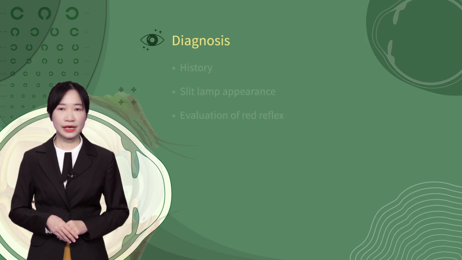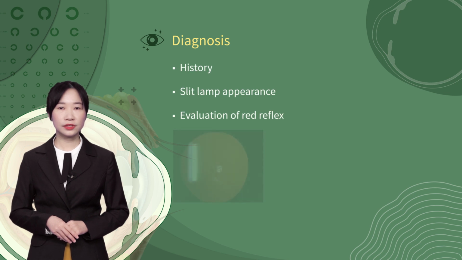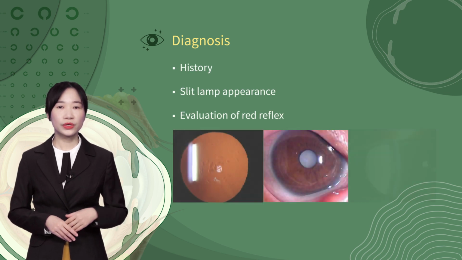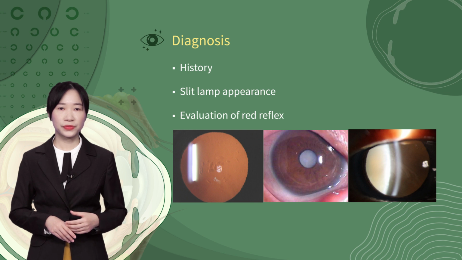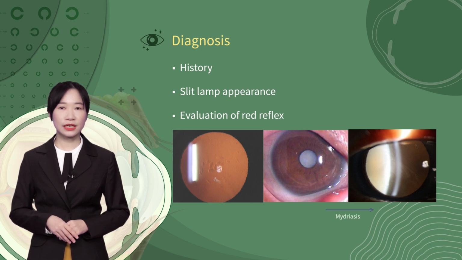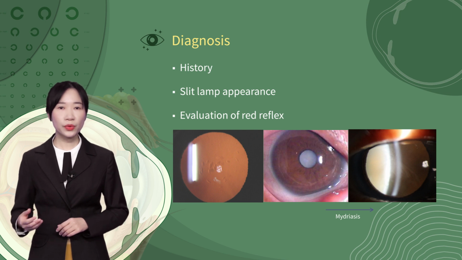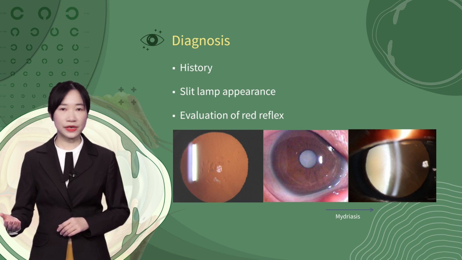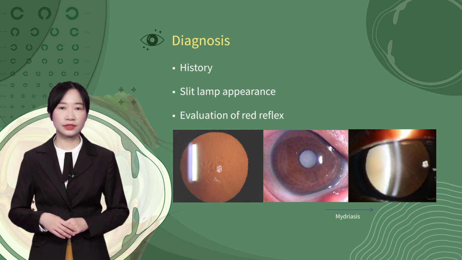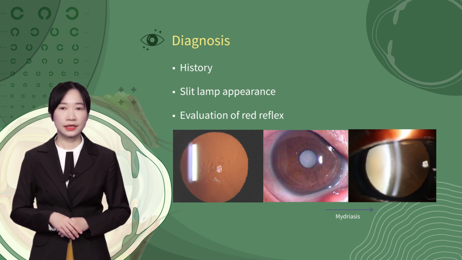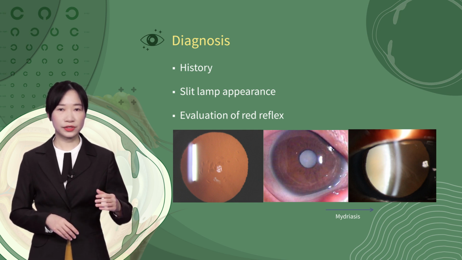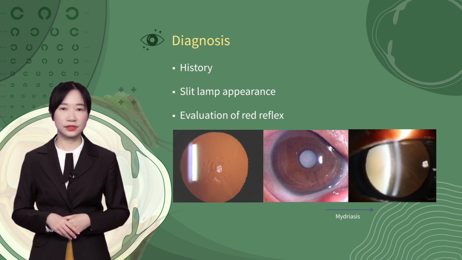With the history and the opacity in the lens under slit lamp examination, we can easily make the diagnosis. A red reflex evaluation is also a rapid way to detect cataract. In a normal eye, we can see the light reflex on the red retina with a direct ophthalmoscope. Cataract can cause the red reflex to be dim or even lost.